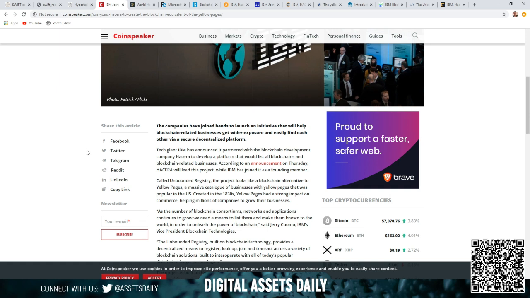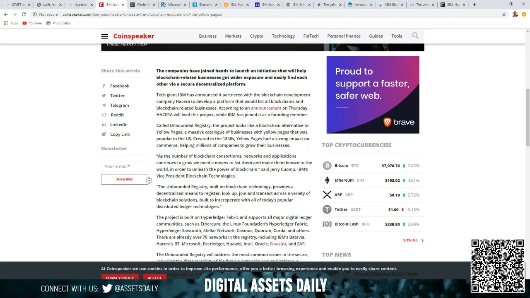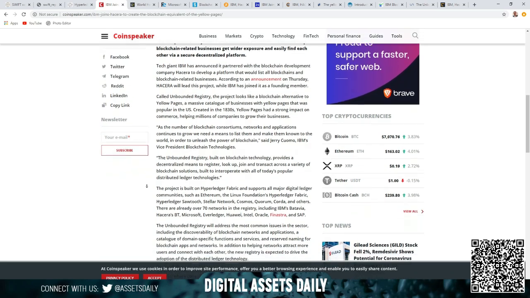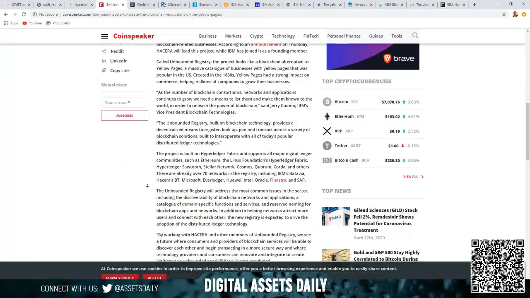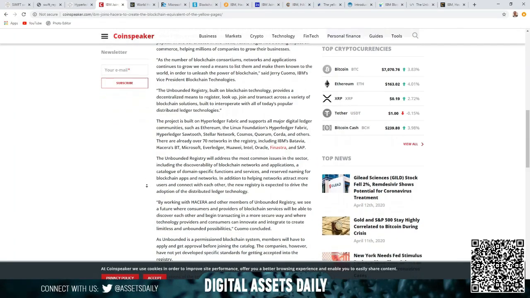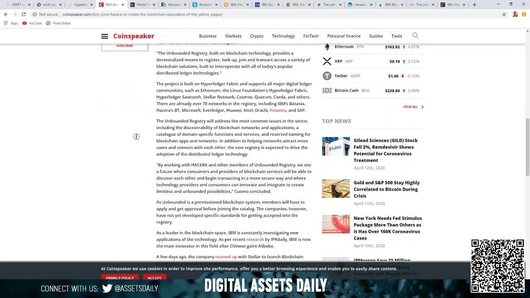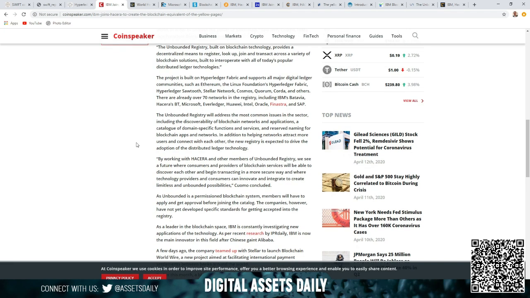The tech giant IBM has announced its partnership with the blockchain development company Hasera to deliver a platform that would list all blockchains and blockchain-related businesses. According to the announcement on Thursday, Hasera will lead this project while IBM is joined as a founding member. I believe there was another one. Here we have the Unbounded Registry built on blockchain technology, which provides a decentralized means to register, look up, join, and transact across a variety of blockchain solutions built to interoperate with all of today's popular DLT.